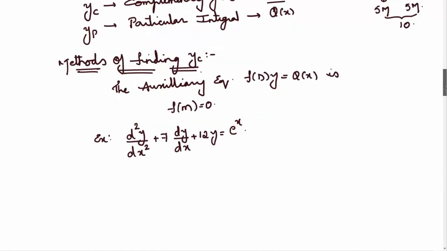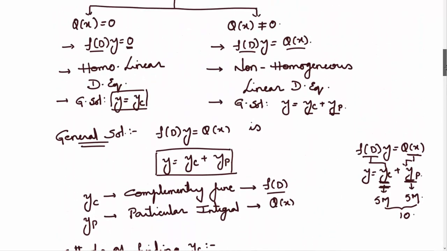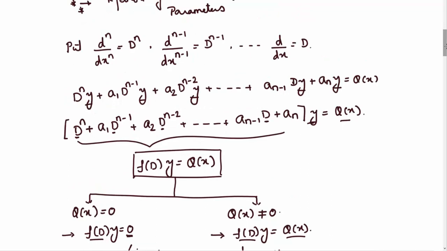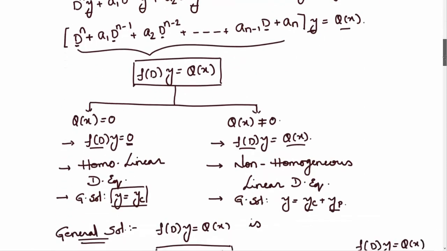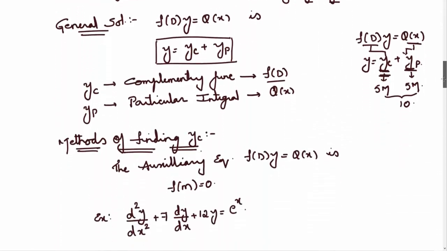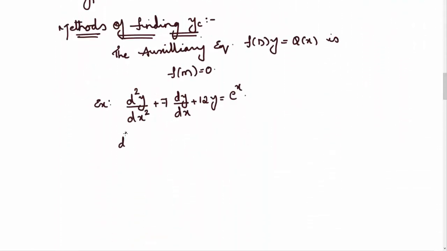Now we write this in a generalized form. How to write it in a generalized form? As we discussed here, we represent the d to the power n by dx to the power n, that means the nth derivative, as capital D to the power n, the n minus 1th derivative as capital D to the power n minus 1, and the first order derivative d by dx as capital D. So first we will write it in a generalized form. That means put d square by dx square as capital D square and d by dx as capital D.